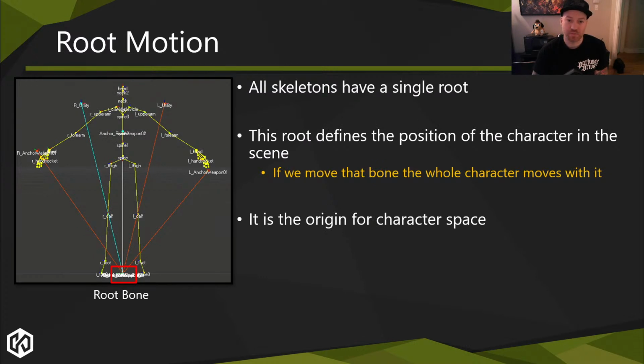So let's explain what it actually is. All skeletons have a single root. That should be sort of explanatory. If you have a tree, there's a single starting point for it. That root will define the position of the character in the scene. So if I apply a world transform to a skeleton, everything will be relative to that root bone because everything's a child of the root bone. So that root bone is the position of that mesh character in the scene.